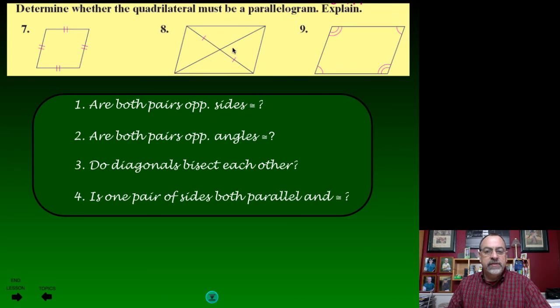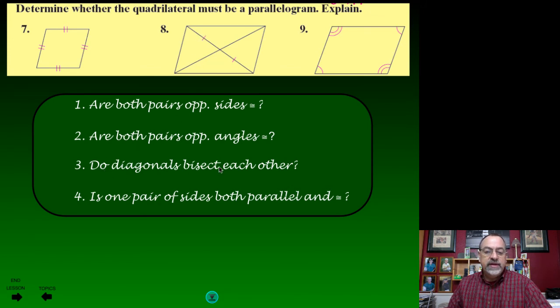All right, let's look at number 8. Again, I could kind of look at the figure and know, but let's go through the 4 questions. Are both pairs of opposite sides congruent? There aren't any tick marks on the sides, so there's no way to tell. Are both pairs of opposite angles congruent? There aren't any tick marks on the angles, so there's no way to tell.